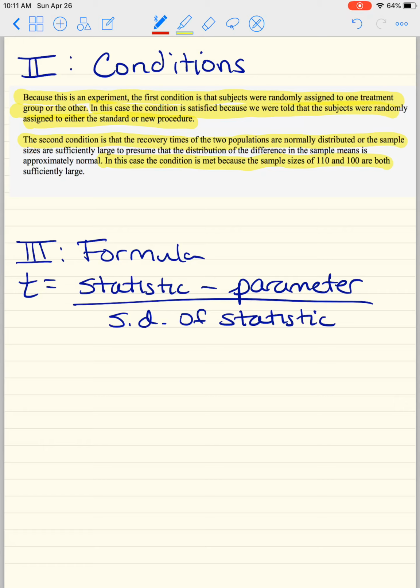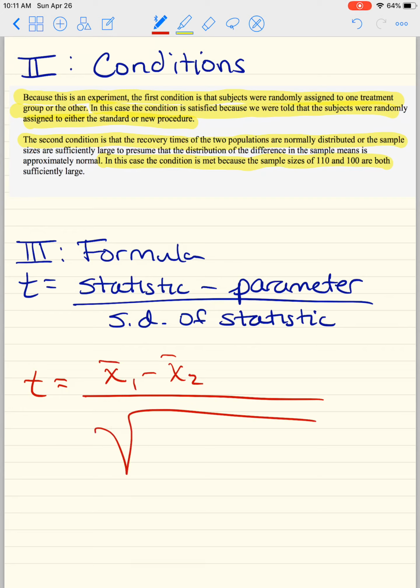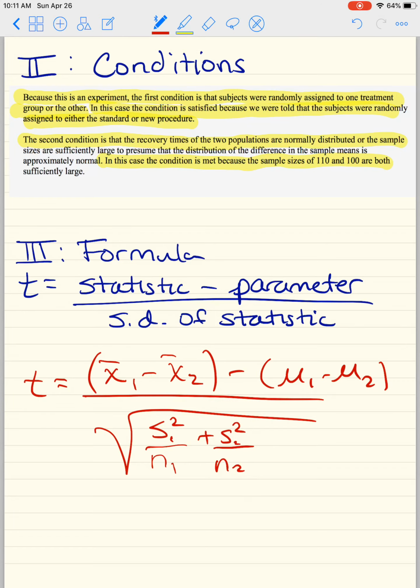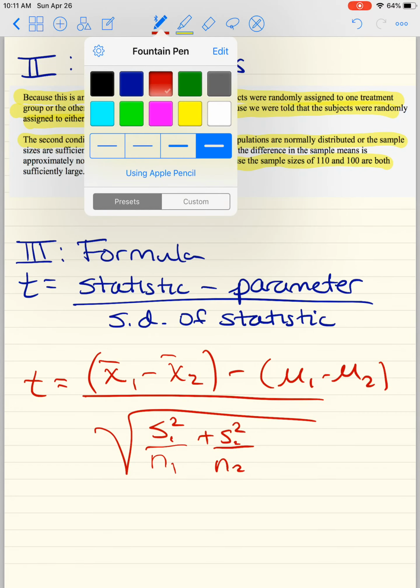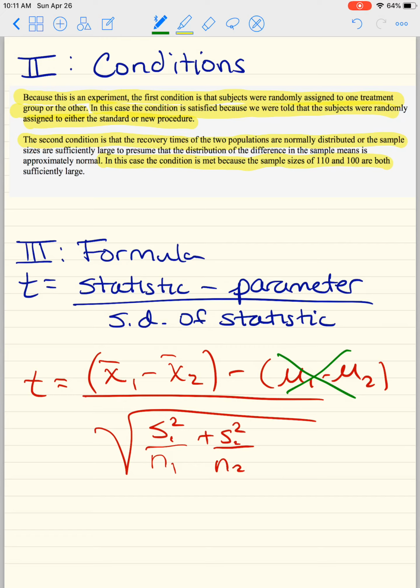Step three is our formula. We know our formula is statistic minus parameter over the standard deviation of the statistic. This is a two-sample test, so you can use your formula sheet. Remember that this is our formula. Typically we put mu1 minus mu2, but because we're assuming the null hypothesis is equal to 0, this part is not necessary. So this is our formula.